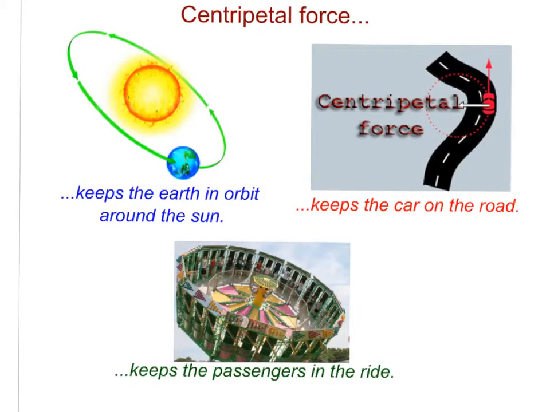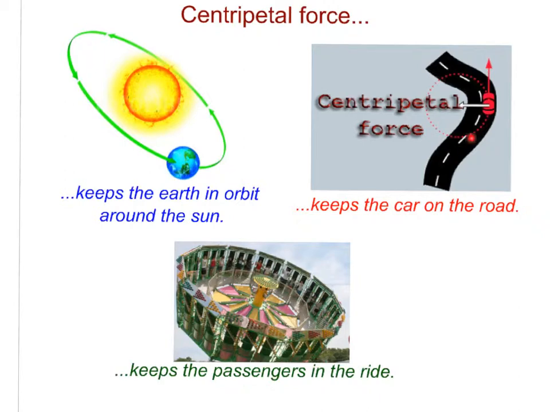So here are some examples of centripetal force. Centripetal force keeps the Earth in orbit around the sun. And just as we said, the centripetal force is in this direction, from the object toward the sun. The velocity is in this direction, perpendicular. The force is in this direction. The acceleration is in the same direction as the force as well.